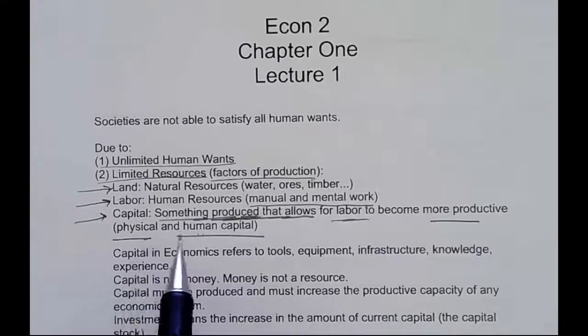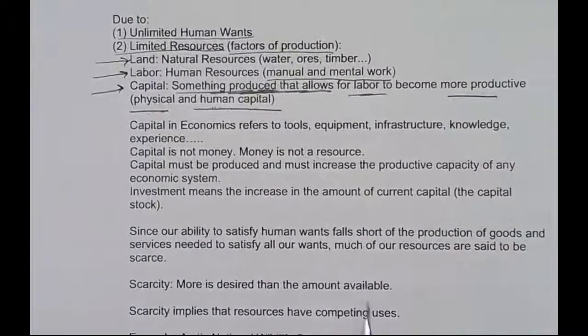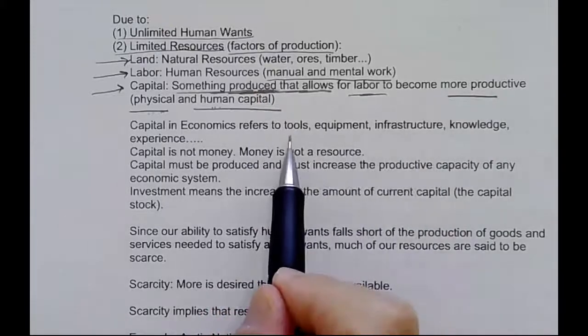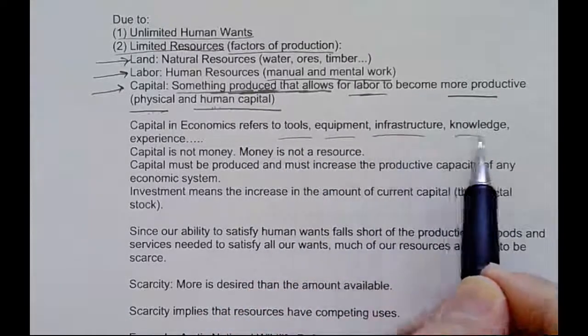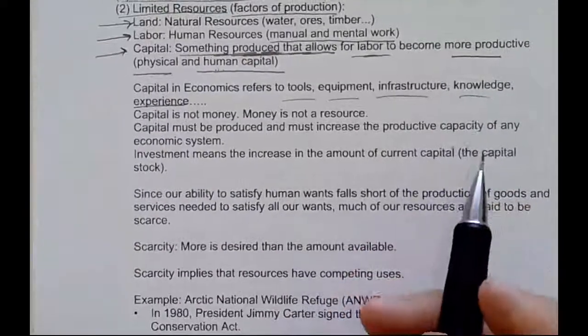If I give you a hammer, without the knowledge of using it, it's not very useful, but if I give you a hammer and the knowledge of using it, then it becomes quite useful for the worker. Now understand that in this class, capital is something that's real. It makes workers more productive. It's tools, equipment, infrastructure, knowledge, experience. All that is very useful. It's very practical. Understand that capital is not money.